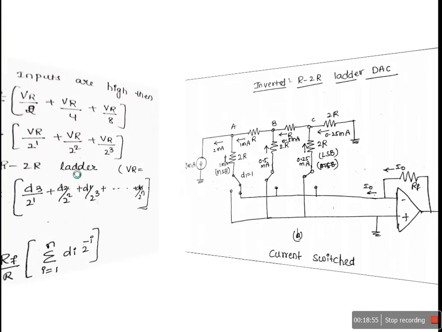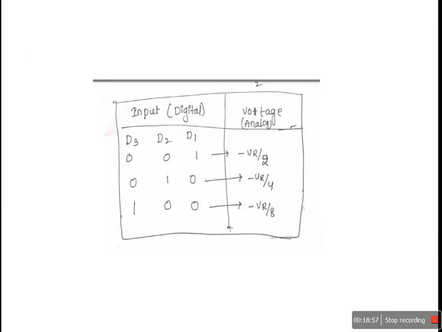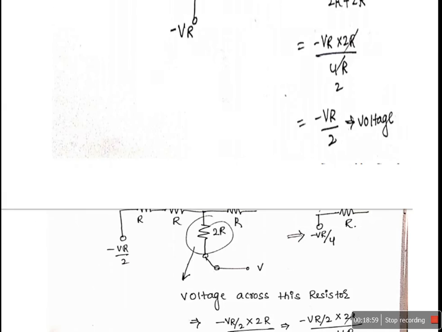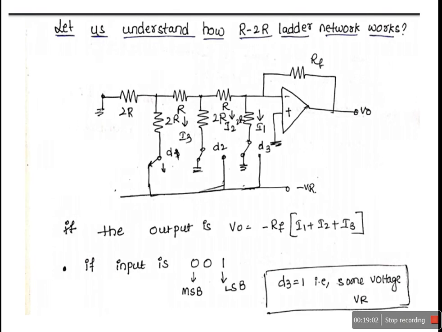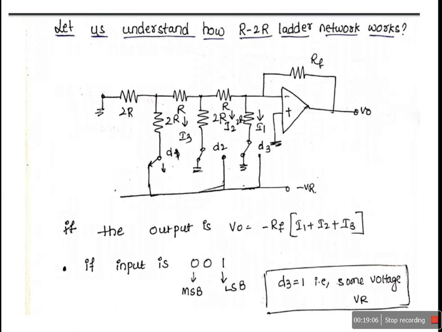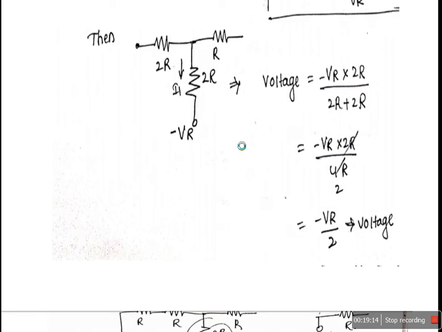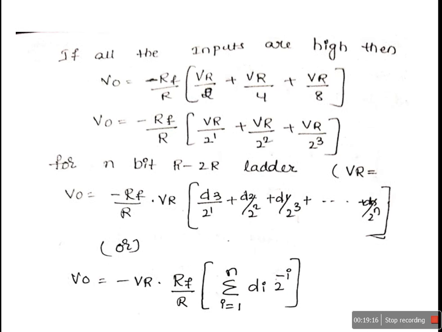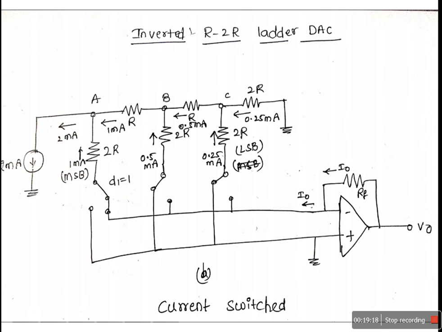So in the previous case, the R to 2R ladder network, this is the MSB and this is the LSB. But in the inverted R to 2R ladder network, here this is the LSB and this is the MSB.